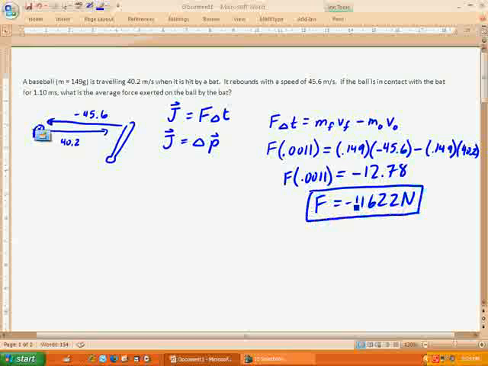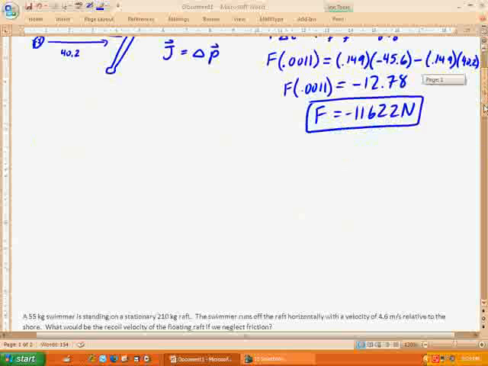Now what does the negative mean? All the negative means is that the force was in the negative direction. Since we had a positive velocity being turned into a negative velocity, that means the force had to be in the negative direction to cause the momentum to change from a positive direction into a negative direction. And there's your answer. Okay, let's go on to another one.